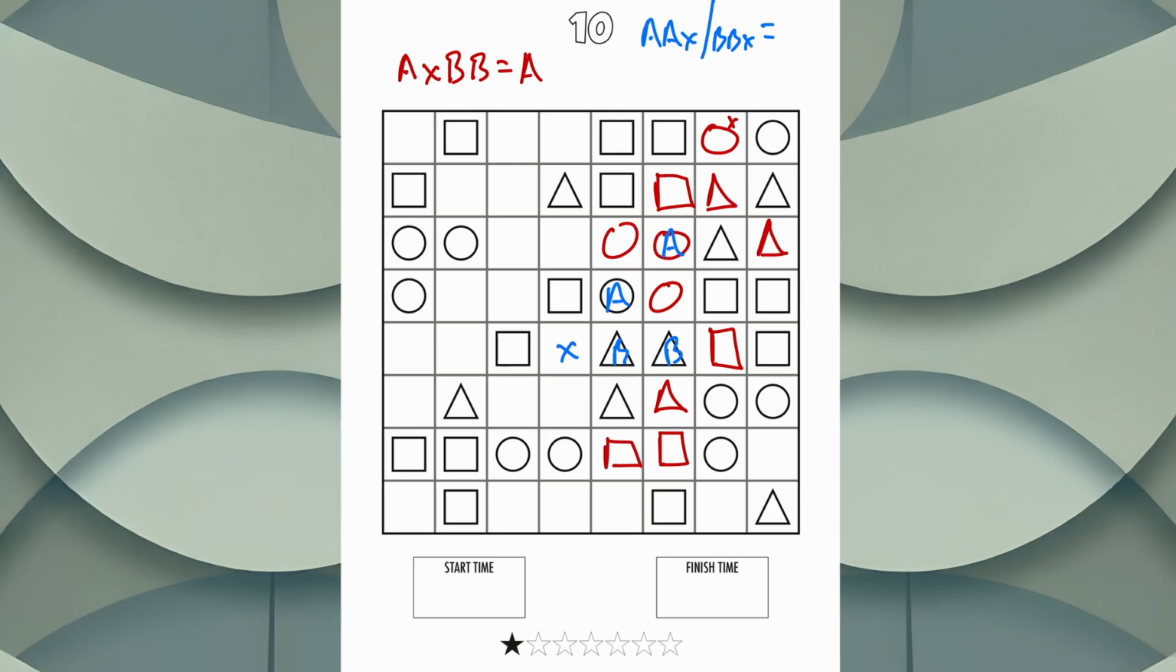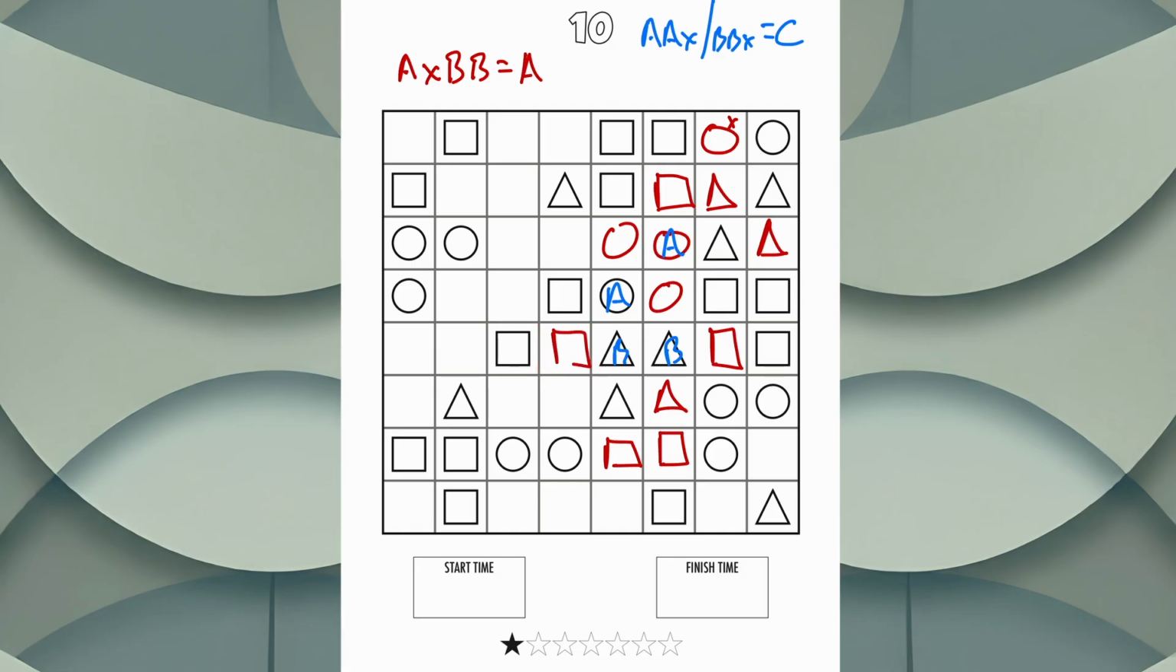And again, this is easy to work out because we know we cannot put a circle here. We'd have three circles in a row. And we know we cannot put a triangle here because there are three triangles in a row. So it must be a square. A square isn't A or B, so it must be C. So we can write our equation as AAX, BBX equals C. So anytime we see an intersection of two doubles like this, then the intersecting cell must be the third symbol.